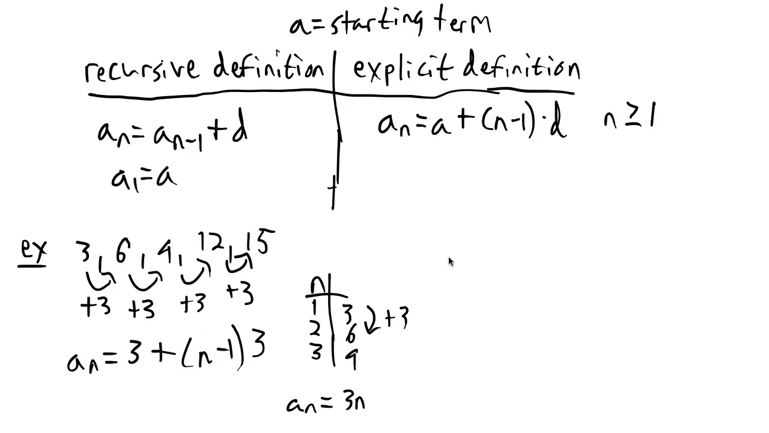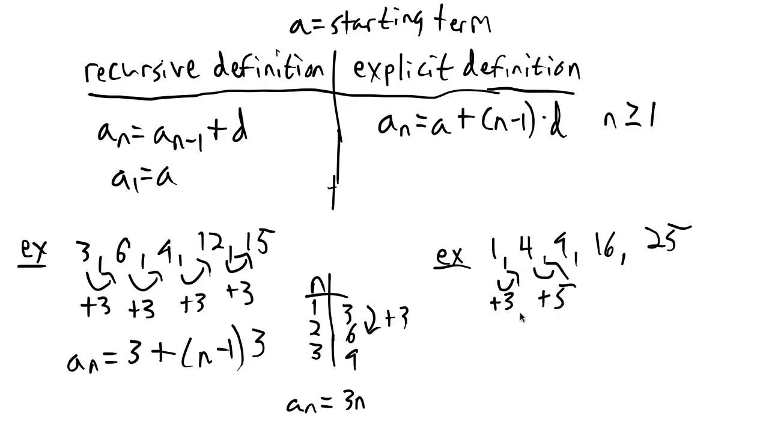All right, let's look at another. Let's say you have 1, 4, 9, 16, 25. So looking at these to see if it's arithmetic, we subtract these, or we see what the difference is. It's 3. This one is 5. And we don't even need to go any further. Those two are not the same. So this can't be an arithmetic sequence.